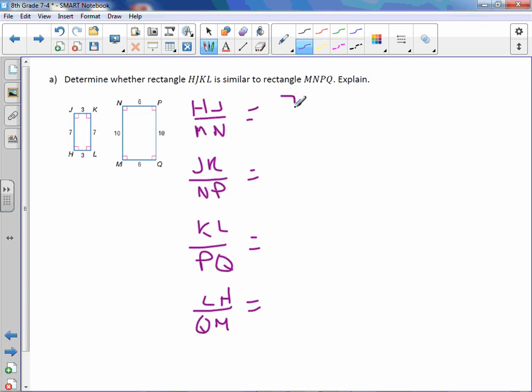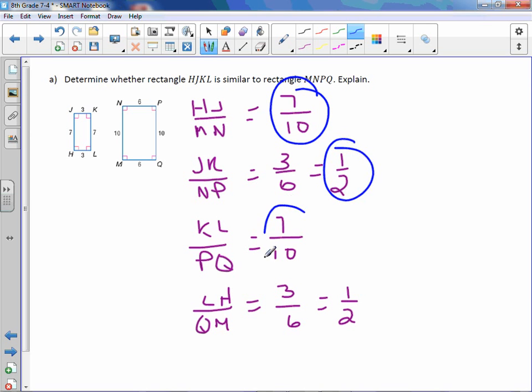HJ is 7, and MN is 10, and that's reduced. JK is 3, NP is 6, reduce and get 1/2. KL is 7, PQ is 10, which is reduced. LH is 3, QM is 6, which reduces to 1/2. So as you can see here, the ratios of our corresponding sides are not congruent. Because of this, the rectangles are not similar.